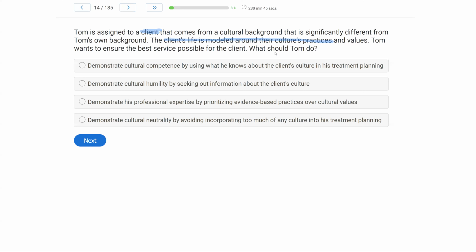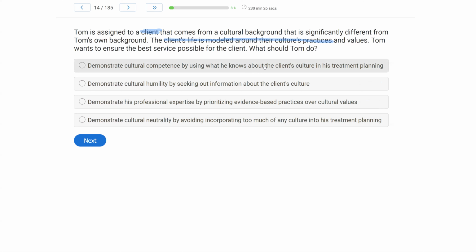So what should Tom do? A, demonstrate cultural competence by using what he knows about the client's culture in his treatment planning. Now, it's one way to do it, right? He can go ahead and just use whatever he knows about that culture.